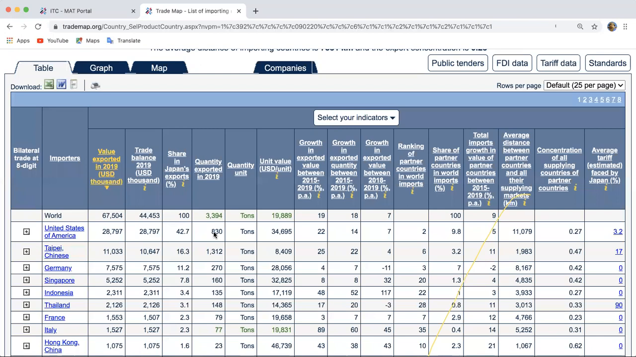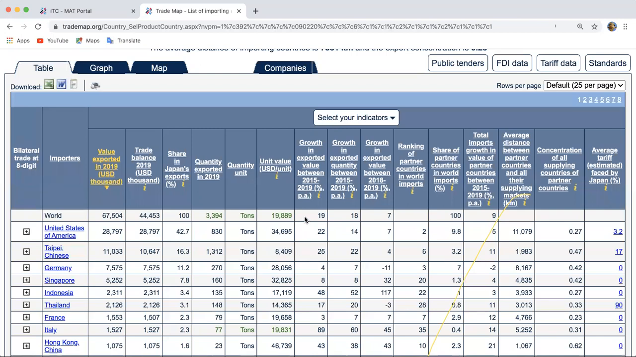Here we see again the quantity exported in 2019. We can see the unit is tons as well. We can see the unit value. And yeah, exactly, we can see that the high unit value seems to be in the United States, maybe because there's some niche product that the US is buying from Japan and willing to pay a lot for. We cannot say anything about that, but for example, Chinese Taipei might be buying a very different type of green tea than the US.